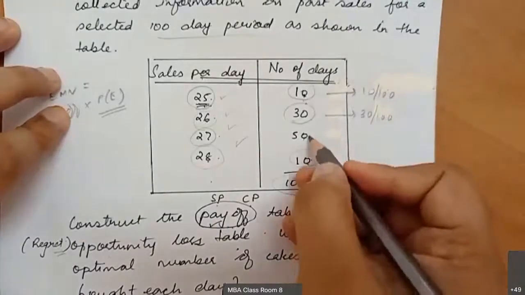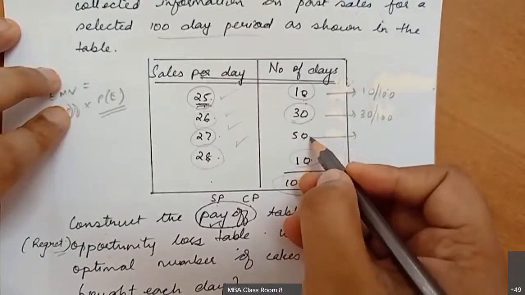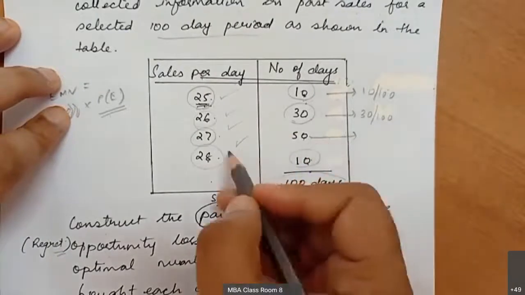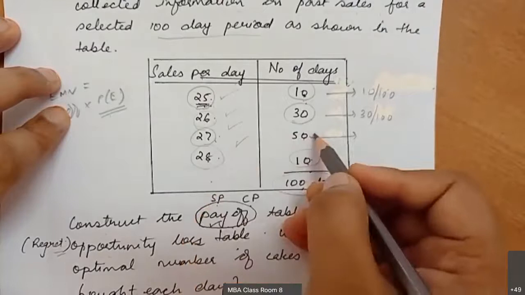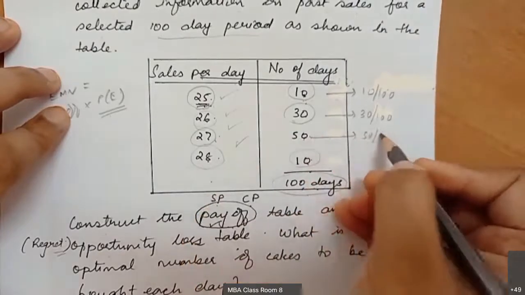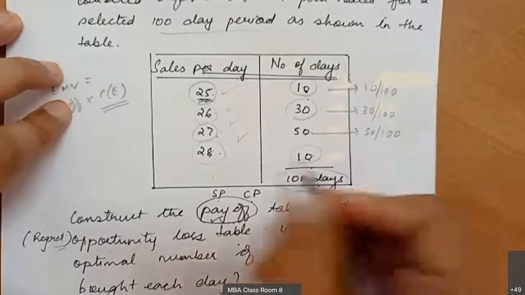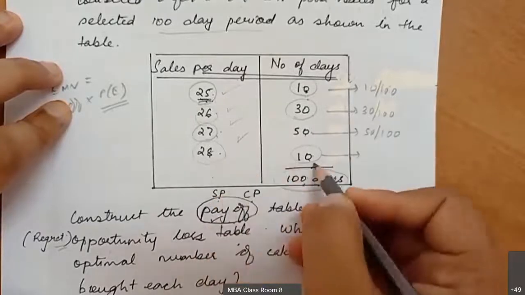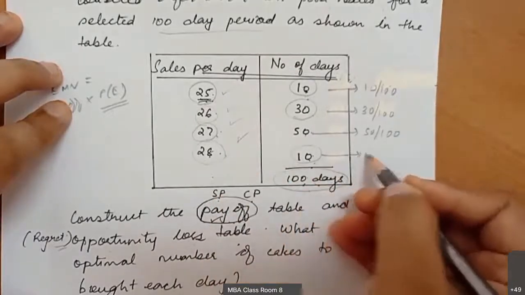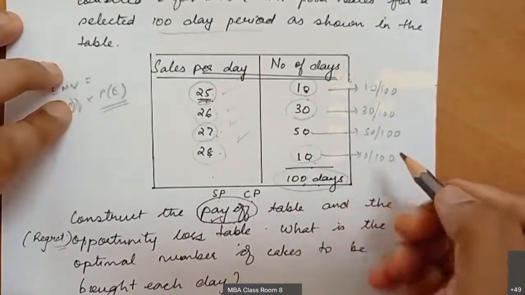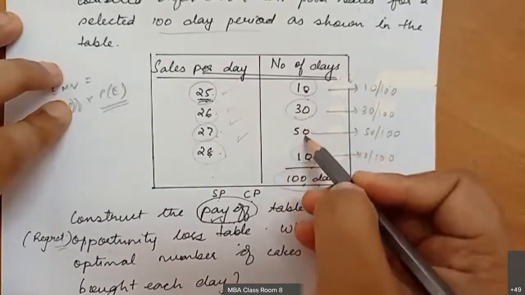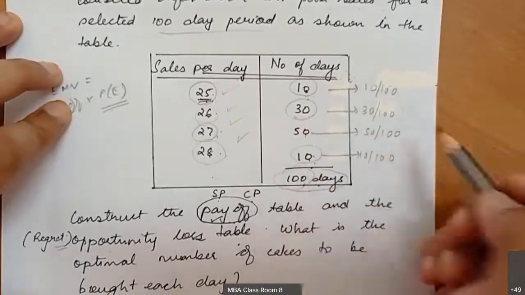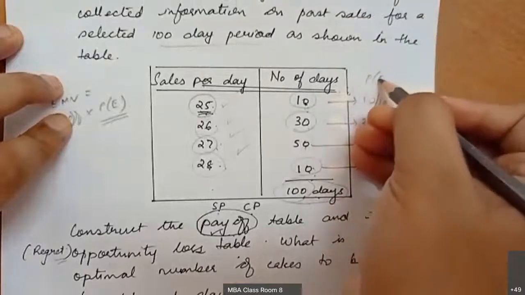Similarly, here we are talking about 50 days. So what is the probability that 27 cakes are sold? It is 50 divided by 100. Similarly for the last one, 28 cakes are sold for 10 days, so that is 10 divided by 100. If you calculate 10 plus 30 plus 50 plus 10, you will get 100. So this is how we will calculate the probability.